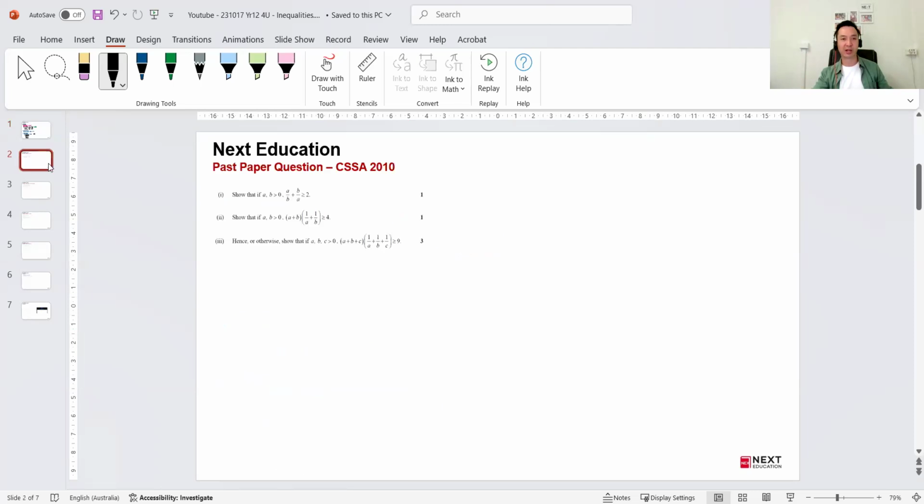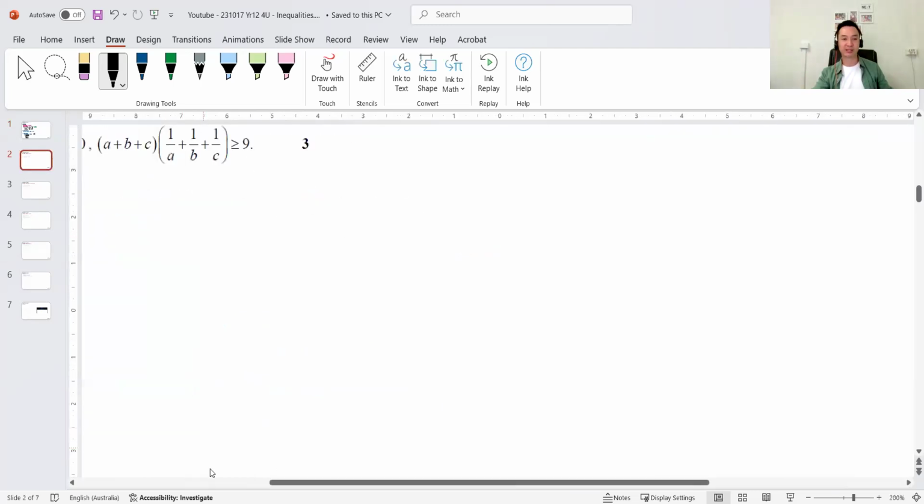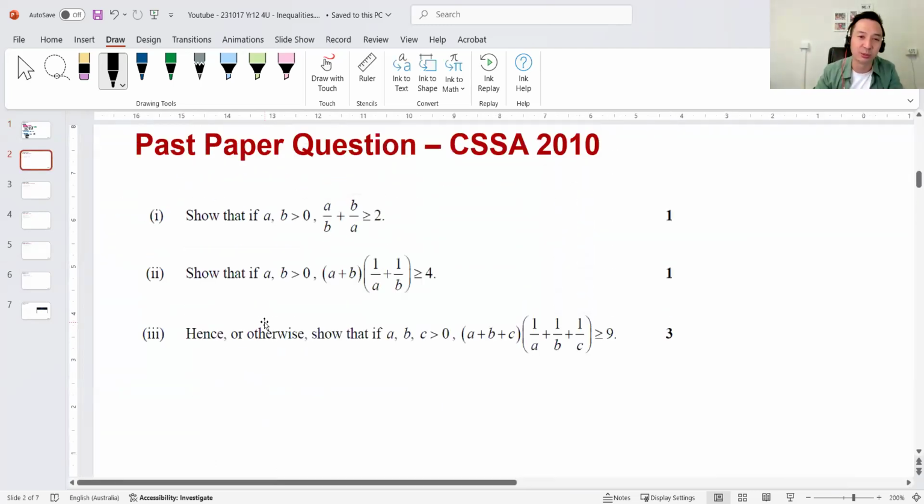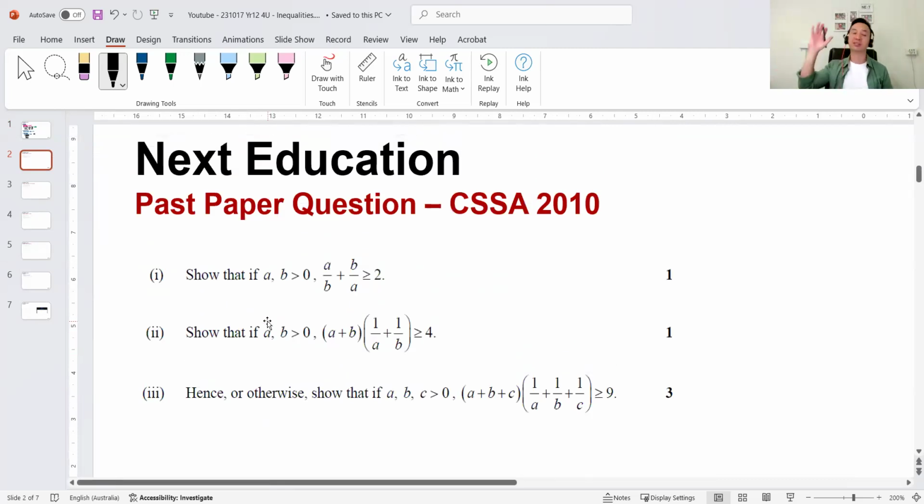Now, the first question I have is from the CSSA paper 2010. Guys, this question has been recycled so many times. I've seen it in so many past papers. So, part A, show that A and B are positive. You can see there's a grammar in disguise. That's grammar. We can prove that.